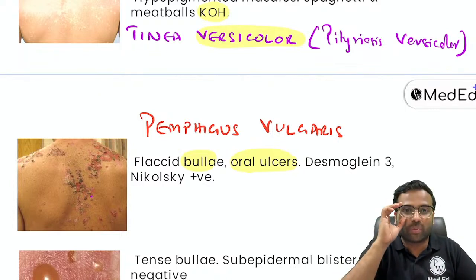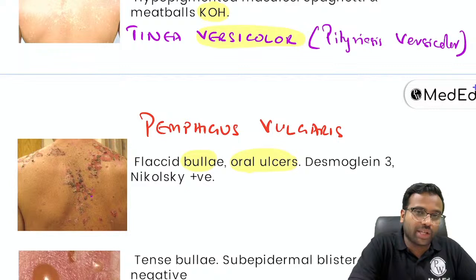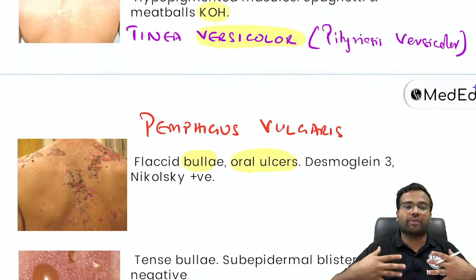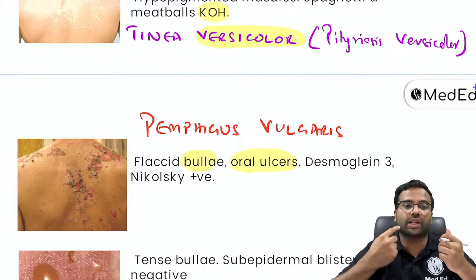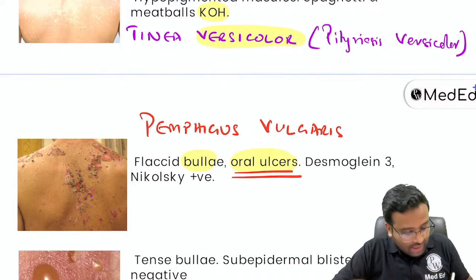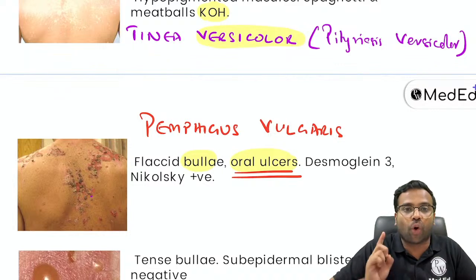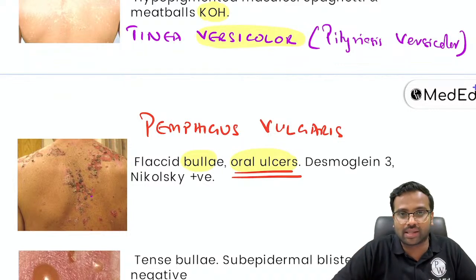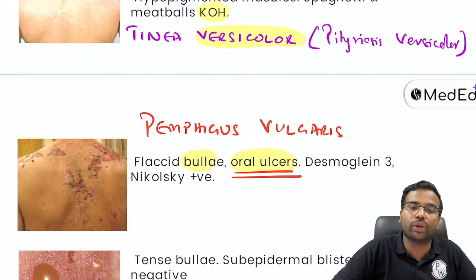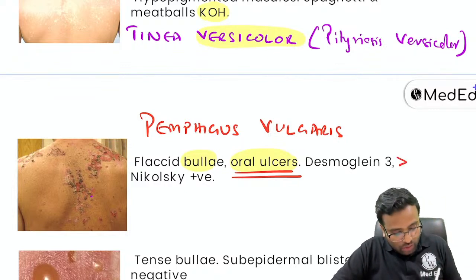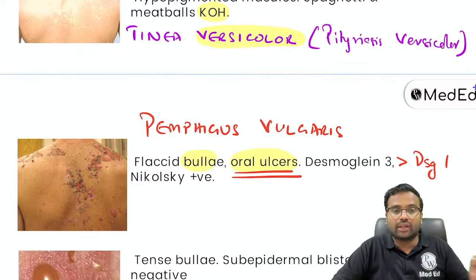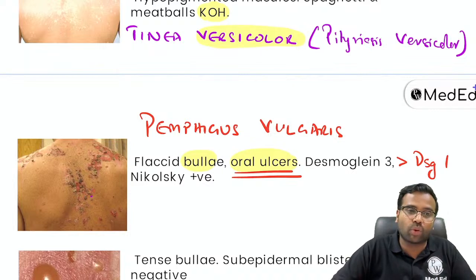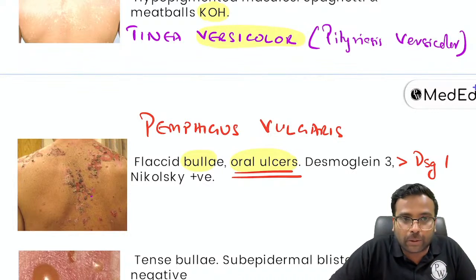Here, what you have to make sure is, whenever you see any MCQ which says that the patient is having some bulla in the body and along with that oral mucosal erosions, this is a differentiator here. Whenever there is oral mucosal involvement, the answer is always Pemphigus vulgaris. And Pemphigus vulgaris is usually due to a desmoglein 3 defect as well as a desmoglein 1 defect in the later stage. So in the later stage of the disease, desmoglein 1 can also be seen.